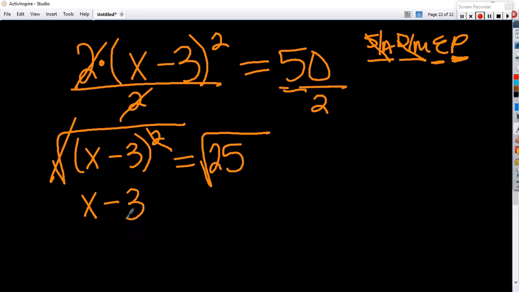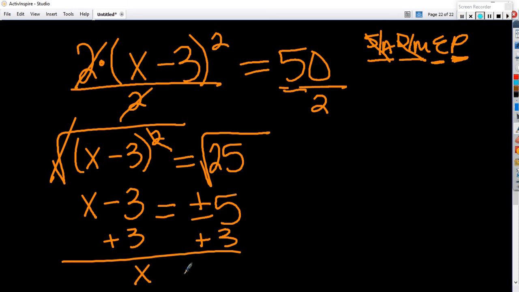What's the square root of 25? Because I took a radical, I want to put the plus or minus in front of the 5. Understand that this means x minus 3 could equal 5, or x minus 3 could equal negative 5. So when I now isolate the x, what do I move? The 3.